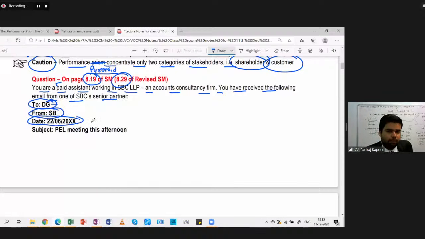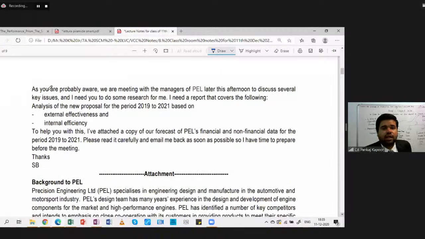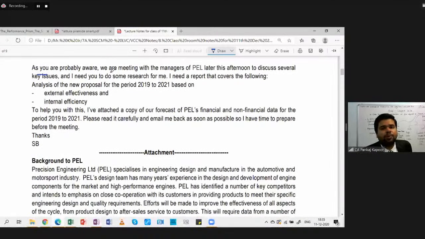This is the subject, PEL meeting this afternoon. It means right now it's morning, and in the afternoon, after 4 or 5 hours, there is a meeting going to be held regarding PEL. Now, what is PEL? We need to understand. What is further mentioned in the question? As you are probably aware, we are meeting with the managers of PEL later this afternoon to discuss several key issues. And I need you to do some research for me.